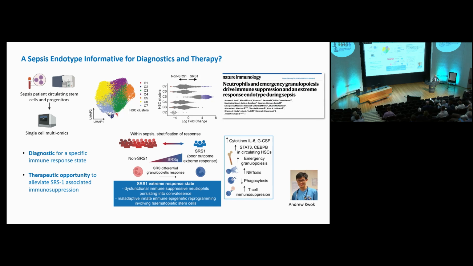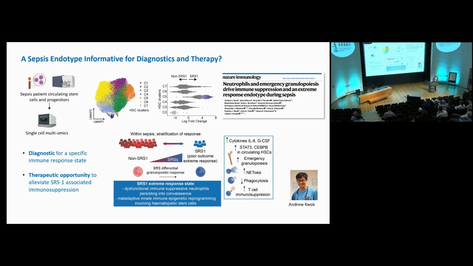And so we did a single-cell multi-omics experiment, and what this showed was that there was evidence of particular dysfunction in more immature neutrophils that was very much enriched in this population of patients who had this poor outcome endotype with a relatively immune-suppressed phenotype. And what we think is happening in these patients is that they've got underlying dysfunction in the bone marrow.